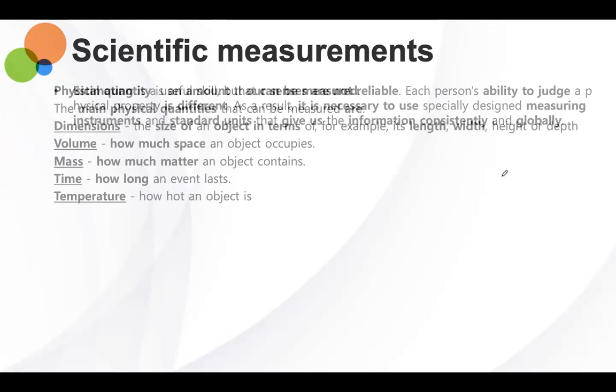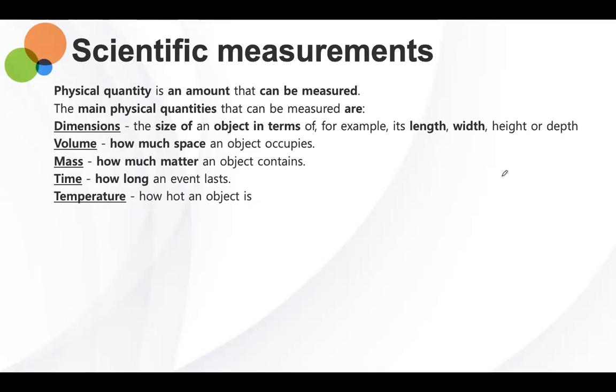All right. Now, a physical quantity is an amount that can be measured. It is a phenomenon, or something, that can be measured. Anything that can be measured, we usually call physical quantities. These are some main physical quantities that can be measured. The dimensions, which would be the size of an object in terms of length, width, and height, or even depth. So let's say we have a cube here.